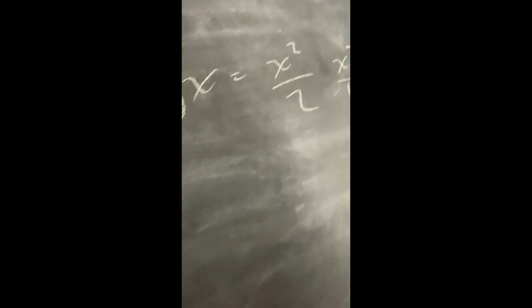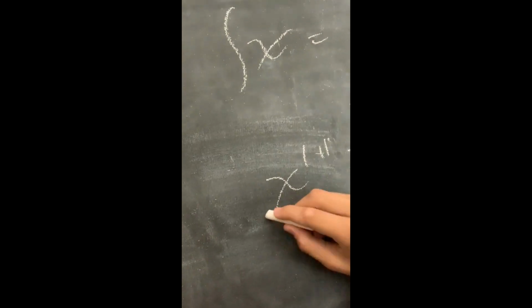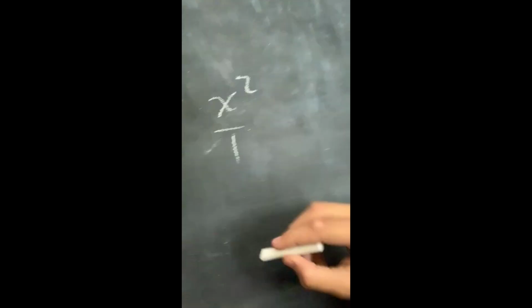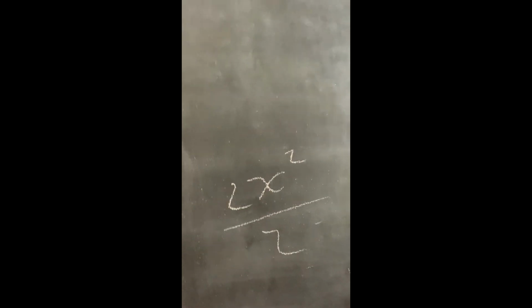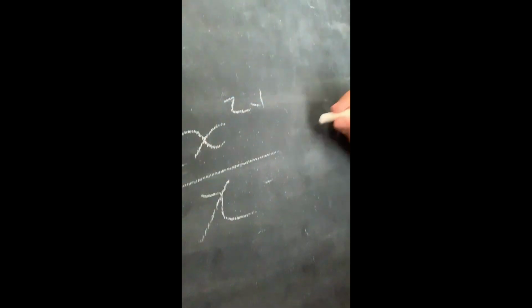This is because x to the first, so you add 1, and then you put it over 2. This is because if you were to find the derivative of x squared over 2, what you would do is take the 2 multiplied by 1/2, because this could be represented as 1/2 x squared. So the 2 and the 1/2 cancel out, and you subtract 1 from the exponent, so it's equal to x to the first power.